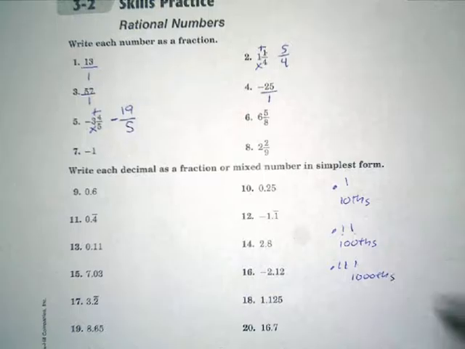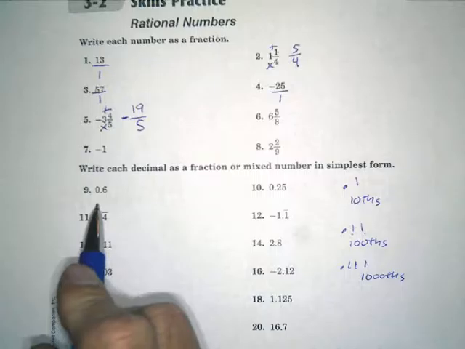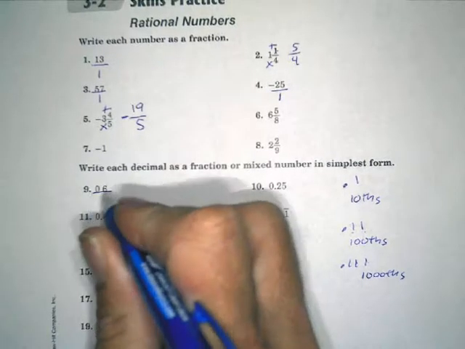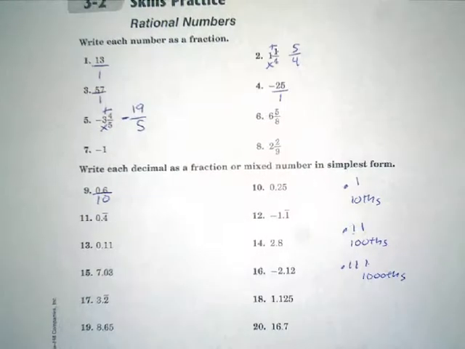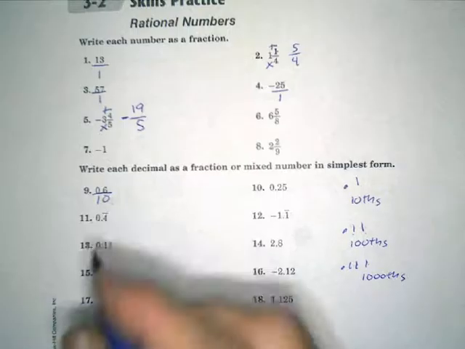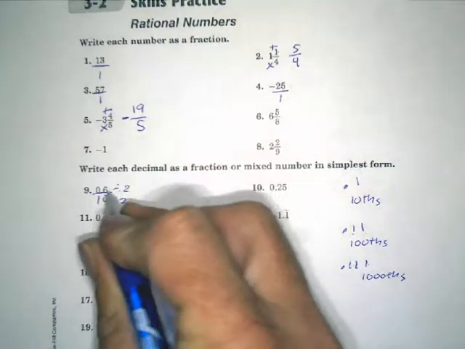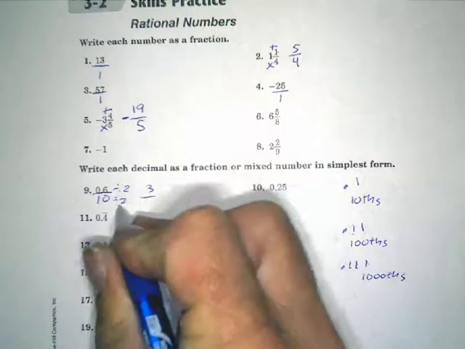So when we look at these, number 9, there is one number behind the decimal, so that is the tenths column. So we're going to put this over 10. When we're dealing with fractions, everything needs to be in simplest form. If we look, we can reduce 6 and 10. We can divide the top and the bottom by 2. 6 divided by 2 is 3, 10 divided by 2 is 5.